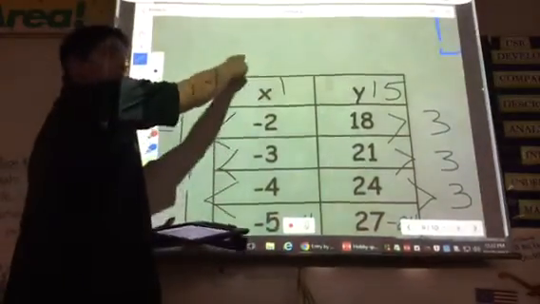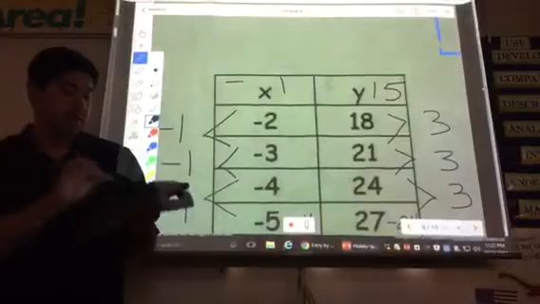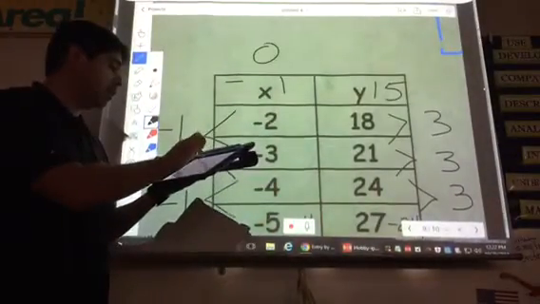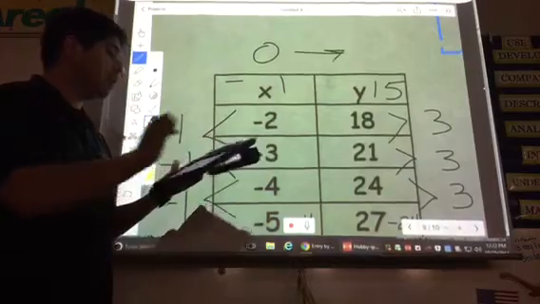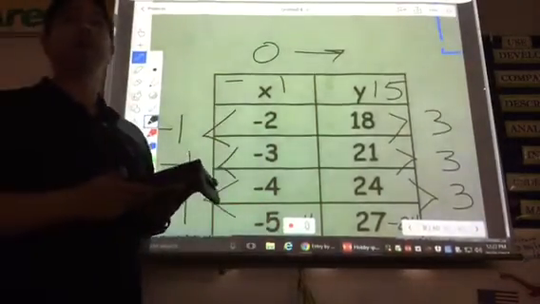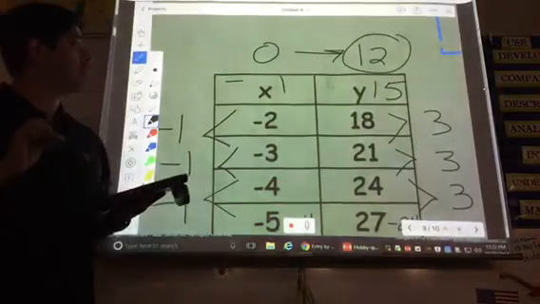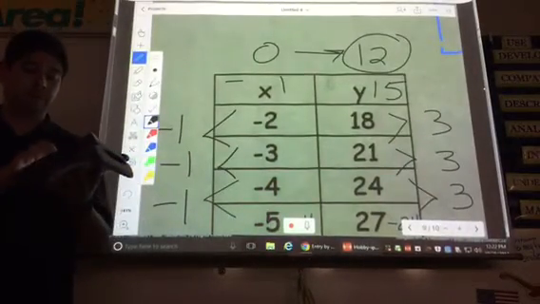So I just need to go up one more because I got to get to where x is 0. From negative 1, my next number would be 0. And then what is my y-intercept going to be? 12. Good, 12. So there we go. I found out what my y-intercept is. It's 12.